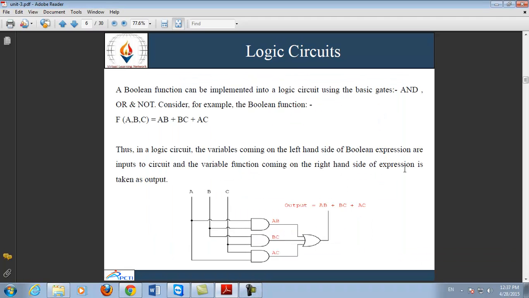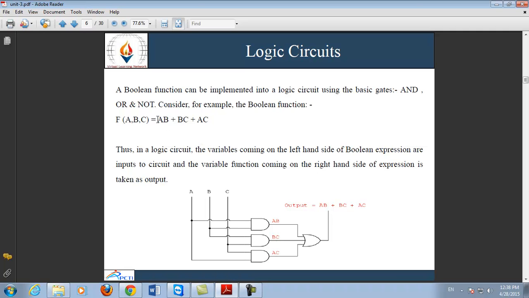Okay, next is logic circuits. Now, a Boolean function can be implemented into a logic circuit by using any of the gates like AND gate, OR gate, NOT gate, or any of the other gates. For example, this is a Boolean function of A, B, C. There are three variables, that is A, B, C, and the result of this function is AB plus BC plus AC. Now, if you have to present this AB plus BC plus AC in the form of a logic circuit, means by using the AND gate, OR gate and NOT gate, then what will be the representation?